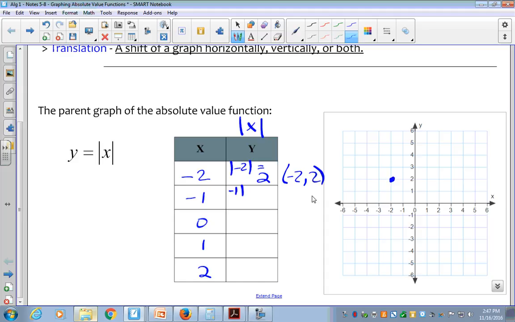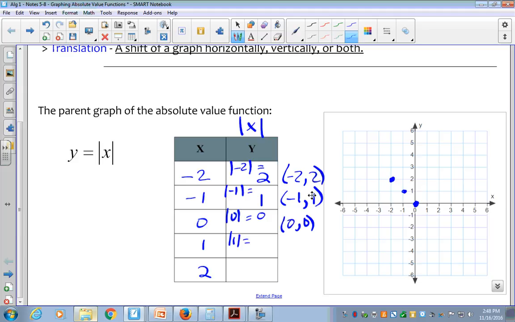And then I'm going to do the same thing with -1. We go ahead and put that in the absolute value. Absolute value of -1 is 1. So then we're graphing -1, comma 1. That is right here. We plug in 0. Thankfully, the absolute value of 0 is 0. And we graph the coordinate 0, comma 0.